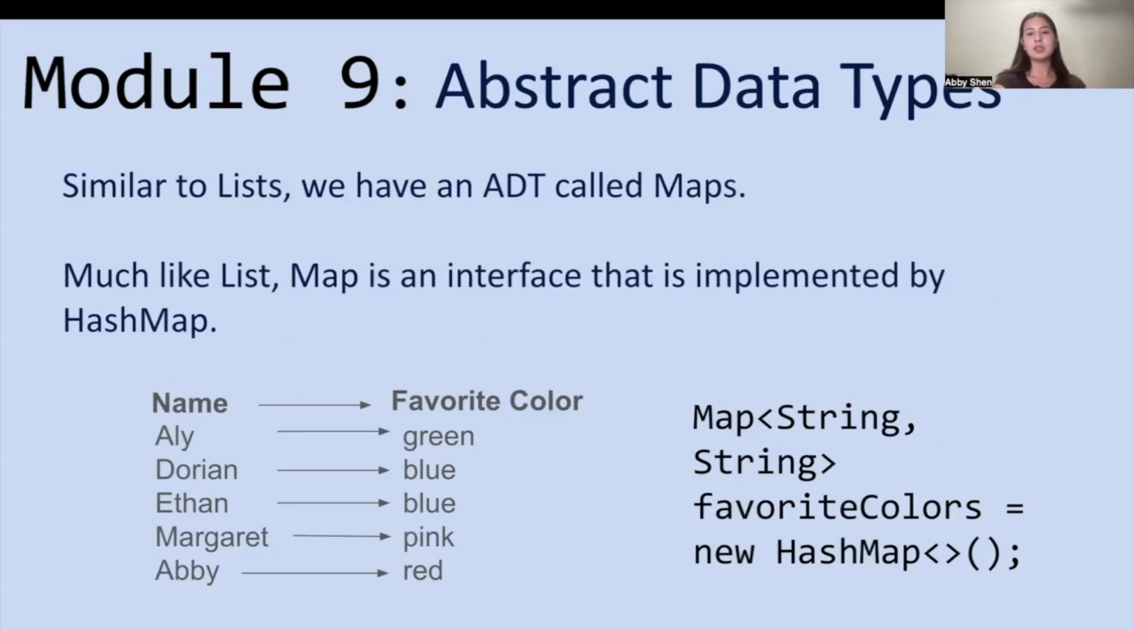Just like list, map is an interface. So map itself is not something you can make an instance of. It's an interface that is implemented by HashMap. So here you can see the syntax similar to what we discussed with lists, where you start by saying Map, and then you put in what data types you're storing in your map. The first one represents the data type of the key, and the second one represents the data type of the value. So in this case, it's String, String. You name your map favoriteColors, and then you say equals new HashMap, which creates that actual instance using the HashMap class that implements the Map interface.